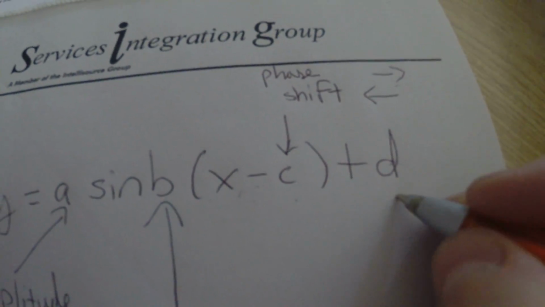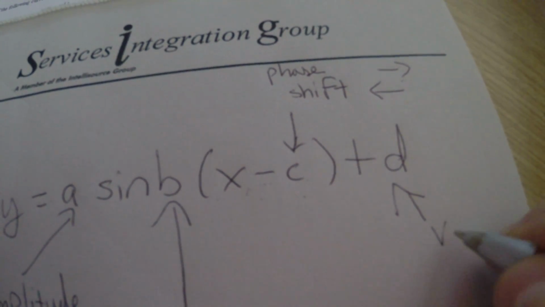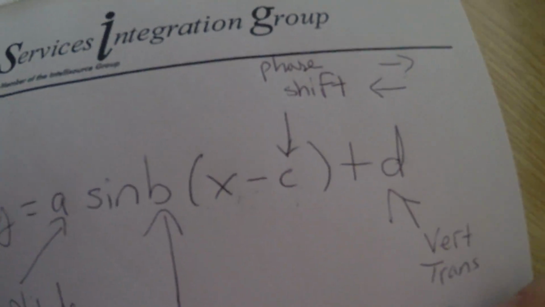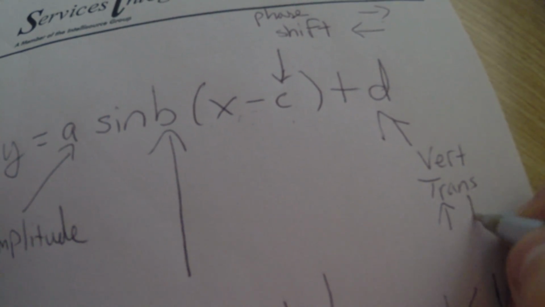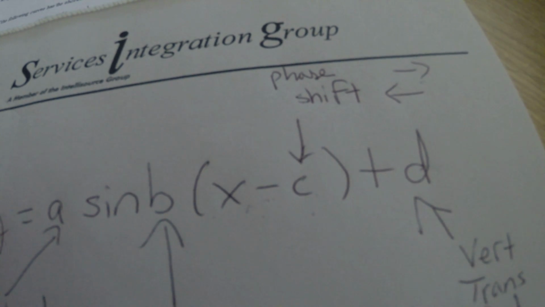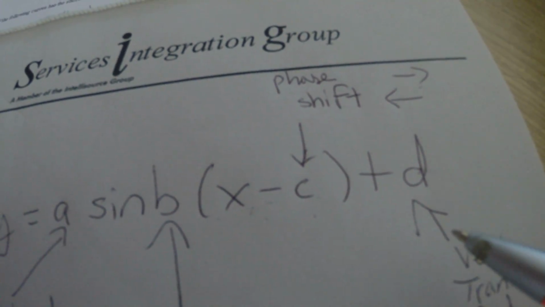And the last value is D, which is the vertical translation. And this is going up and down. And this is actually as your intuition would tell you. So plus D would mean I'm going up, and minus D would mean I'm going down. Okay? So we need these values.